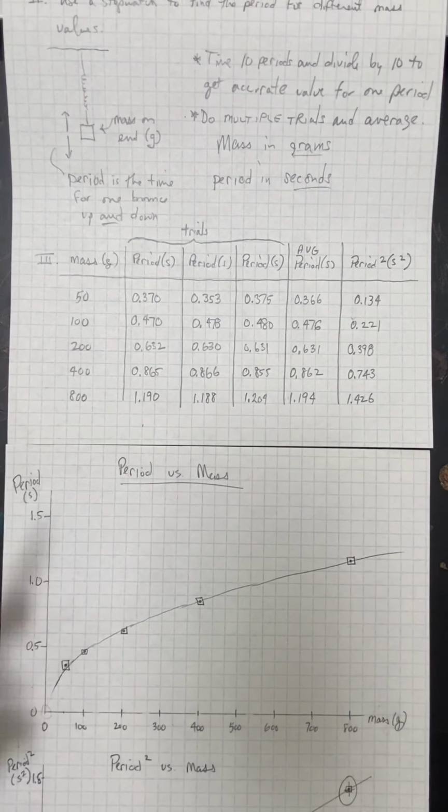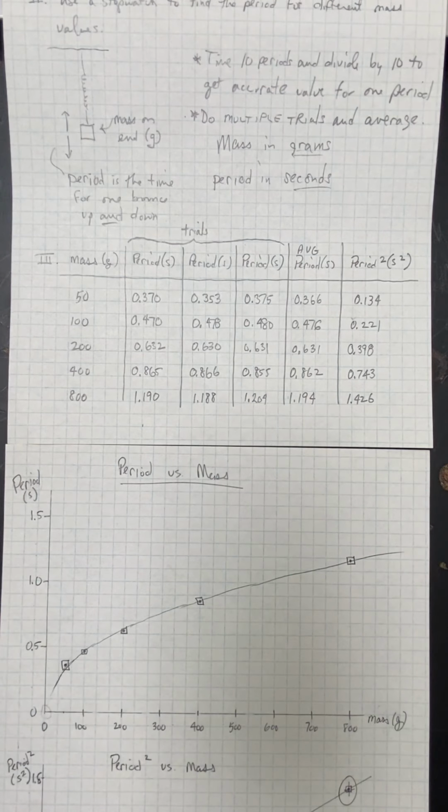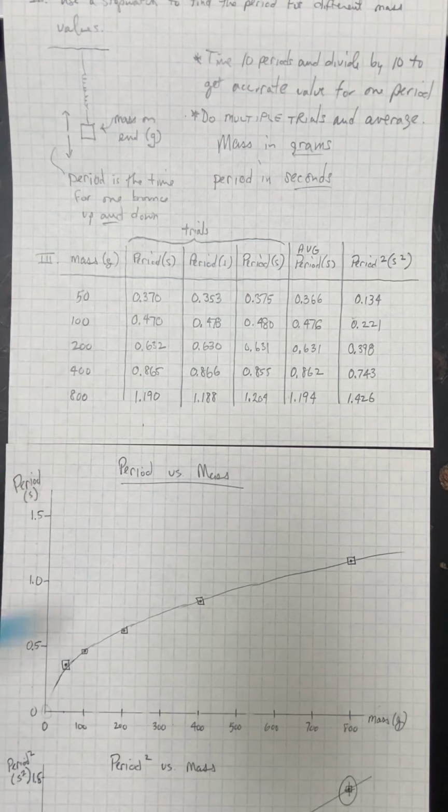So here's what it looks like. Clearly it is a sideways opening parabola if you look at it. So since it's a sideways opening parabola, what you should probably do, you have to linearize this before you can write an equation for it. You can't write an equation for a curve.